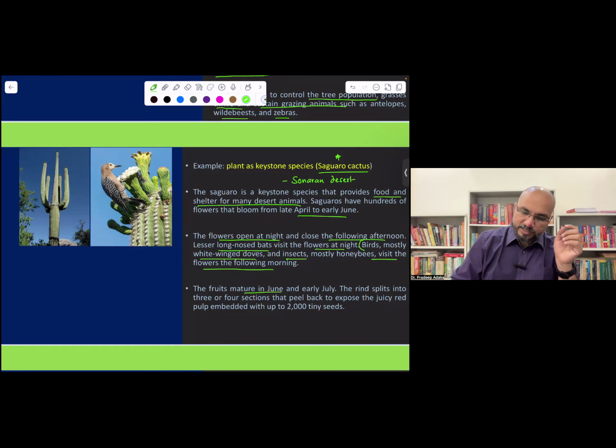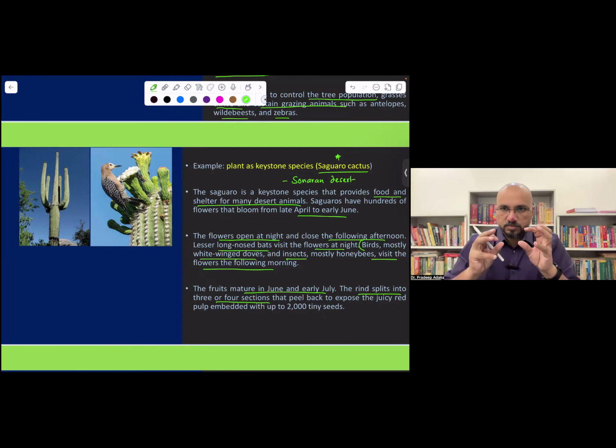The fruits start to mature in the late June to early July. So these ripe fruits are the main source of water. These fruits are very fleshy. Their rind contains a lot of water. So these fruits are the main source of water for the animals and the birds that are living in this desert. So the rind of these fruits splits into 3 to 4 sections. As you make sections of your orange, in the same way, like a cotton ball opens up, 3 to 4 sections are formed by splitting of this fruit.